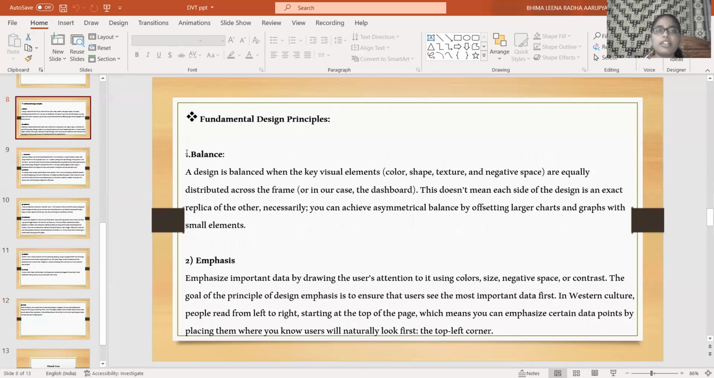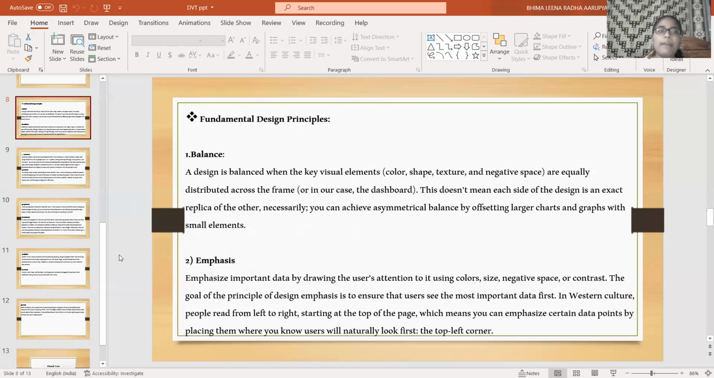Firstly, we'll look into the first one, which is balance. A design is balanced when the key visual elements, color, shape, texture, and negative space are equally distributed across the frame. It means when the texture or shape or color is equally distributed all over the frame or in the dashboard. This doesn't mean each side of the design is an exact replica of the other. Necessarily, you can achieve asymmetrical balance by offsetting larger charts and graphs with small elements.